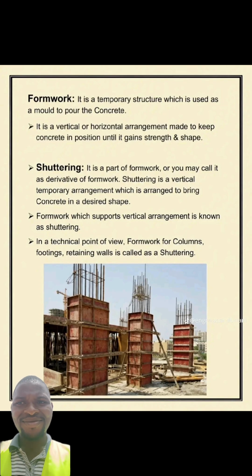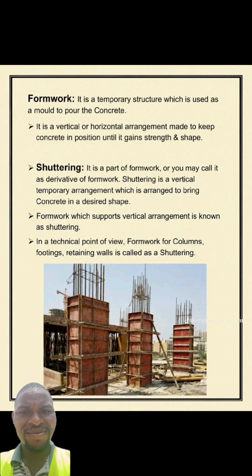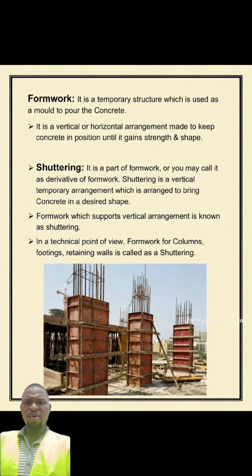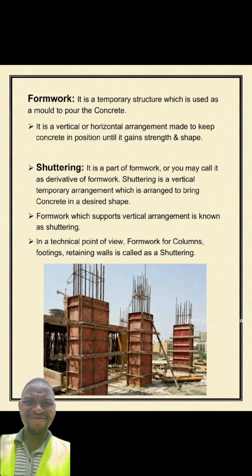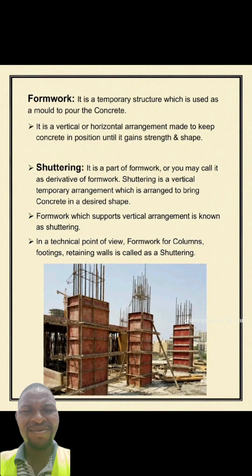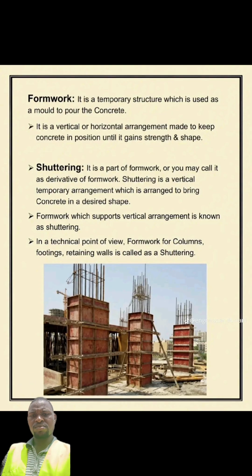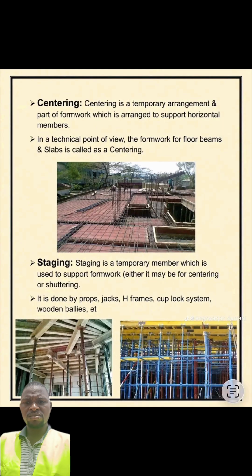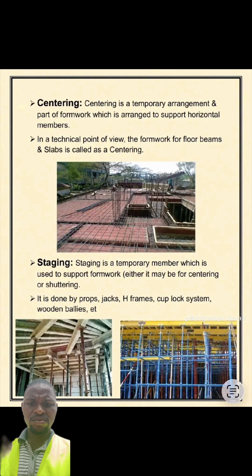I know this type of vertical arrangement is usually seen in columns. From the picture we have, you can see, from a technical point of view, formwork for columns, column footing, then retaining wall, is called shuttering. So shuttering is for your retaining wall, your columns, all these vertical arrangements of your formwork, known as what? Shuttering.